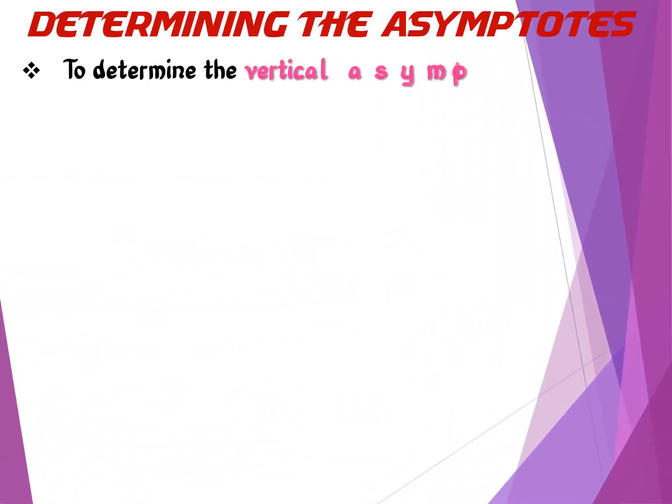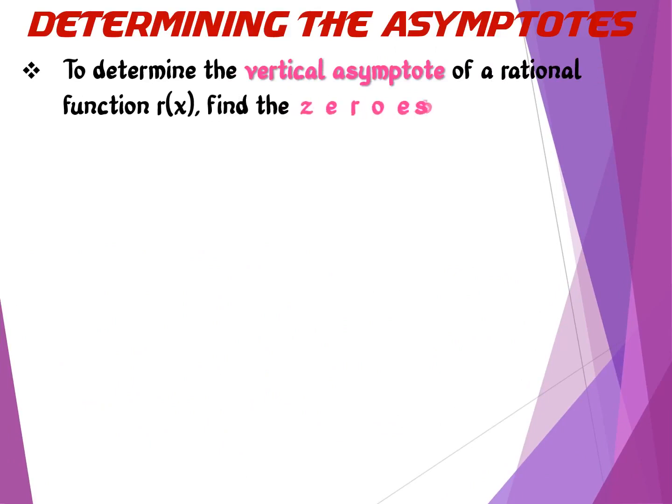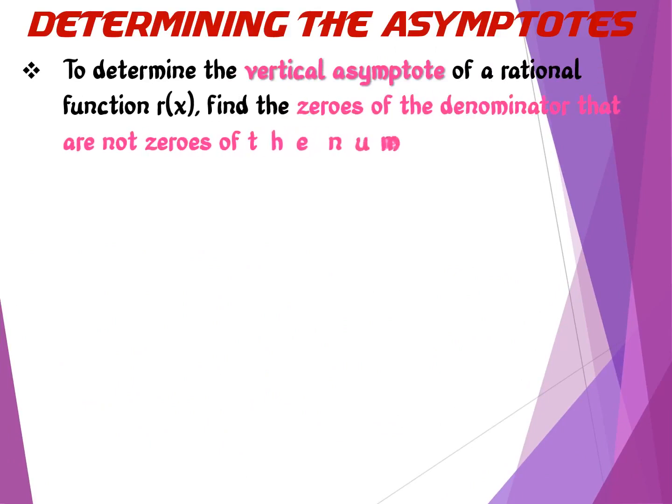There are two types of asymptotes, the vertical and the horizontal asymptote. To determine the vertical asymptote of a rational function, r of x, you're going to find the zeros of the denominator that are not zeros of the numerator. To find the zeros, all you have to do is to equate the factor of the numerator and denominator to 0 and solve for the value of x. That will be your vertical asymptote.